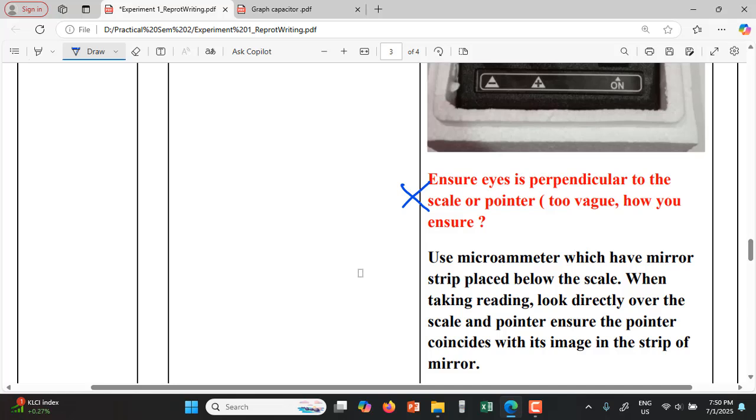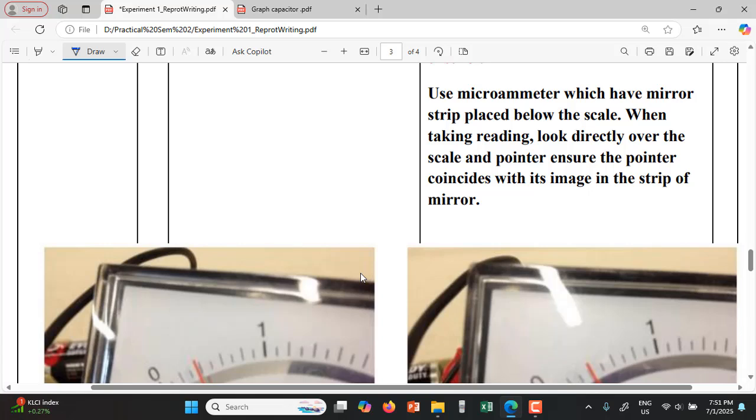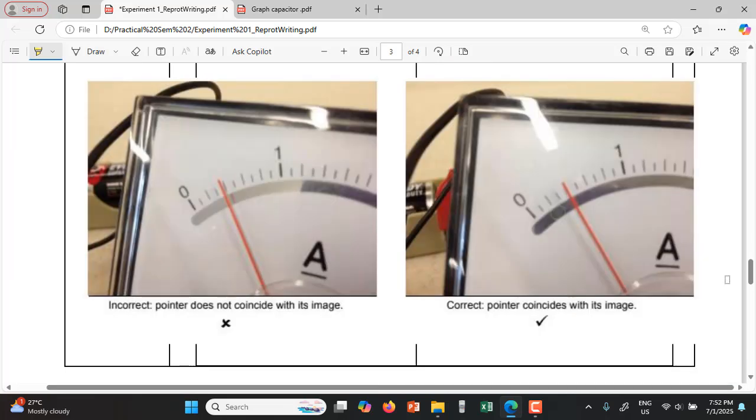But then adalah lebih tepat sekiranya kita gunakan statement bawah ni. Okay. To ensure we don't have any parallax error, maybe we might use the microammeter which has a mirror strip placed below the scale. Then we have to make sure the pointer coincides with the image of the pointer in the mirror strip. So bila dia coincide, barulah kita ambil reading. So waktu tu kita takkan wujud parallax error.